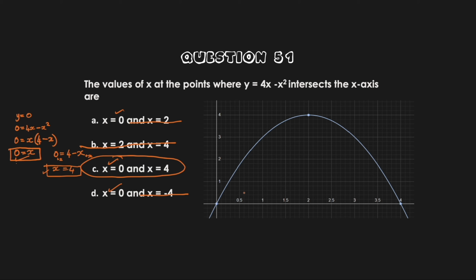I also got it plotted on a graph so you can see it. So here's the x-axis. And as you can see, the value here is 4 and the value here is 0. So these are the same things as us finding the roots of this quadratic here, which is 4x minus x squared.